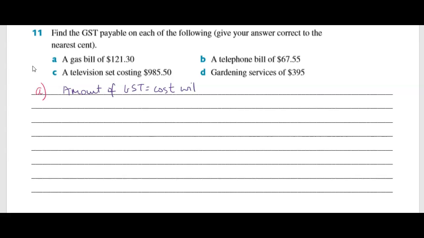Find the GST payable. Oh, we haven't paid GST yet. So the amount of GST equals the cost without GST divided by 10, which is the same as taking 10%. If you wanted to, you could also multiply it by 0.1. It's the same thing. So there's our rule.